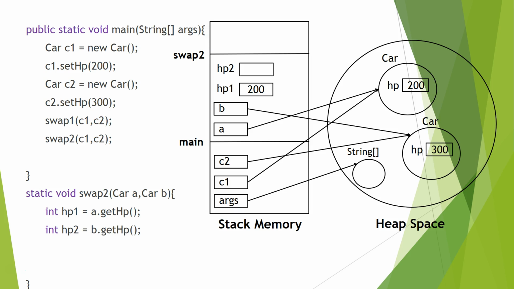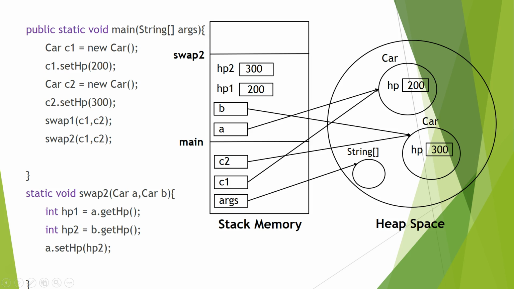In the next statement, int hp2 equal b.getHP, the same thing that occurred with the statement int hp1 equal a.getHP will also occur. A new integer slot named hp2 is added inside the swap2 method, and getHP method is added inside the stack at the top of swap2 method. After executing the getHP method, it returns the HP attribute value of the char object referenced by variable B, and after finishing executing the getHP method, it is removed from the stack.